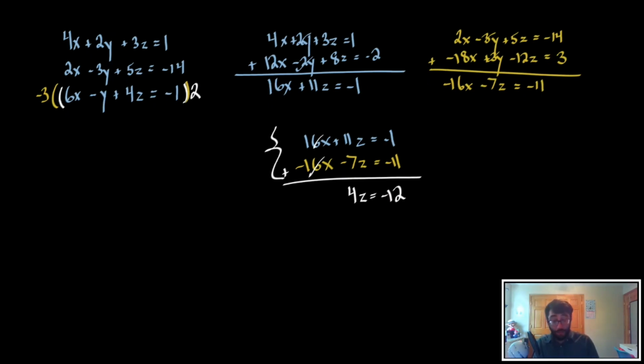And now I can solve for z. Z is going to be equal to negative 3. So I have a variable. Big whoop. I need to know the other two.